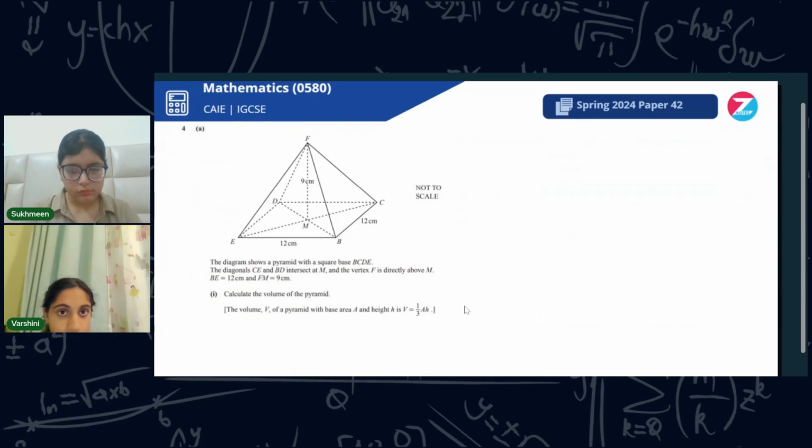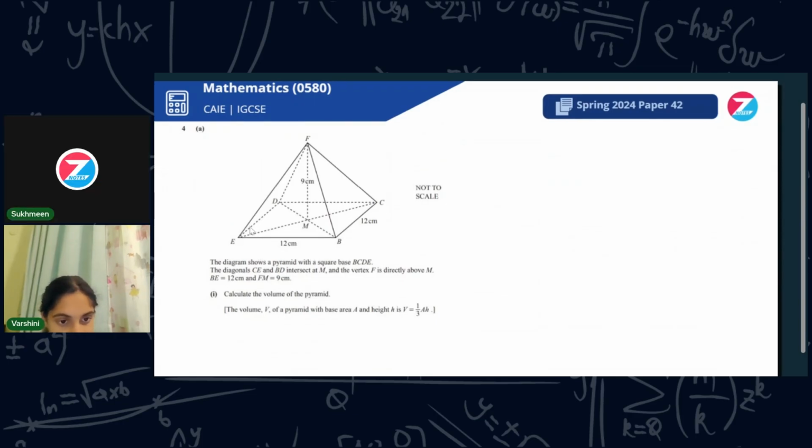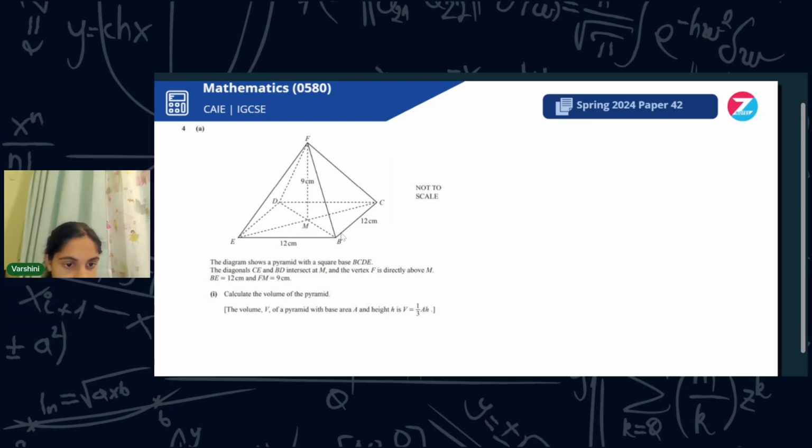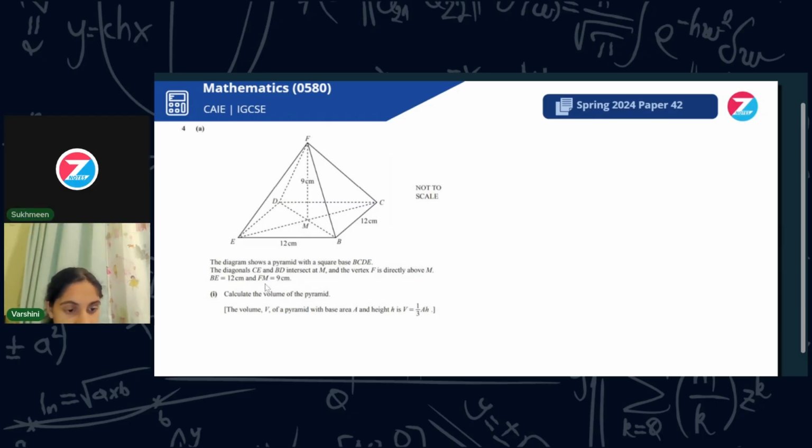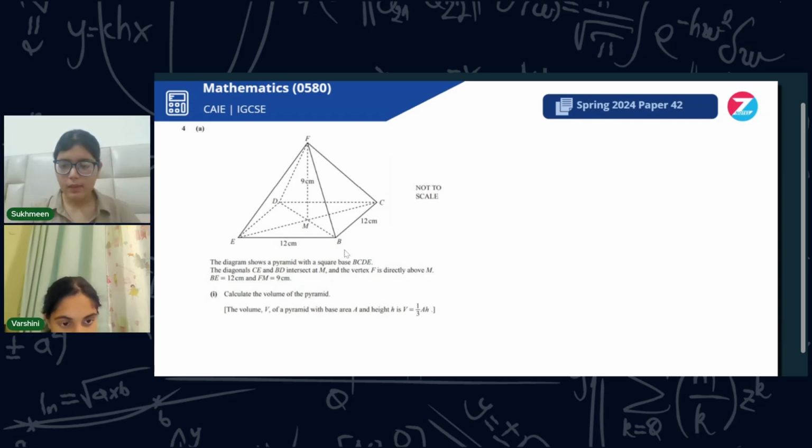Question 4. Part A. The diagram shows a pyramid with square base BCDE. This is the base, and the diagonals CE and BD intersect at M, and the vertex F is directly above M. That's a straight line. This one with 9 centimeters is a straight line.